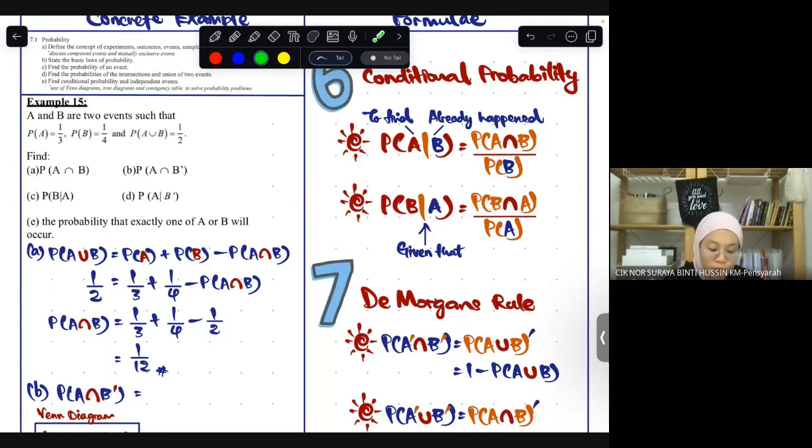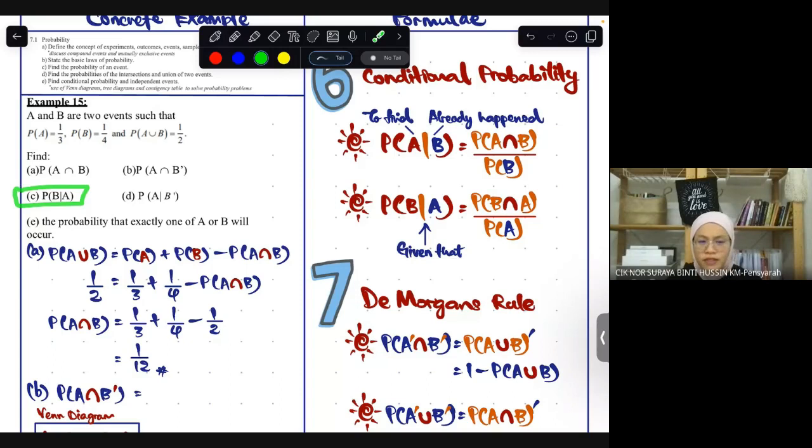Kita nak masuk, kalau you baca soalan ini, kita ada 2 event A and B, 2 events such that probability of A is 1/3, probability of B is 1/4, and then probability of A union B is a half. Okay, so dia suruh cari intersection, and then dia suruh cari ada A intersect B prime pula, and then yang ini mungkin baru bagi you all.